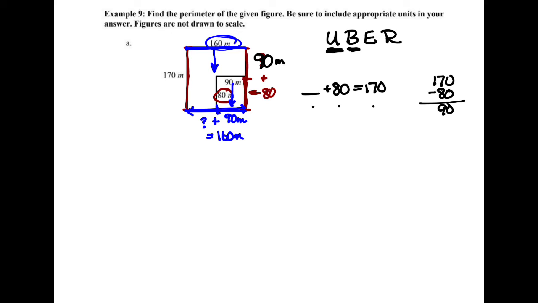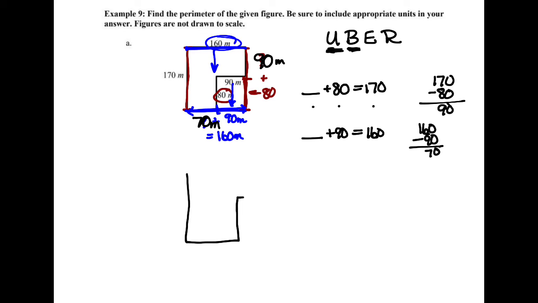So what number added to 90 gives you 160? So you're going to subtract again like we did before. And that would be 70. Okay, so that means this part right there is 70. Okay, now let's redraw this just quickly and we can see what we've got.